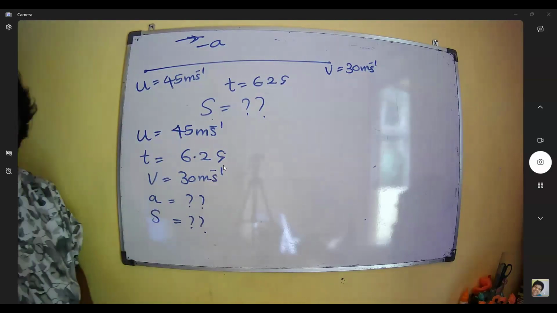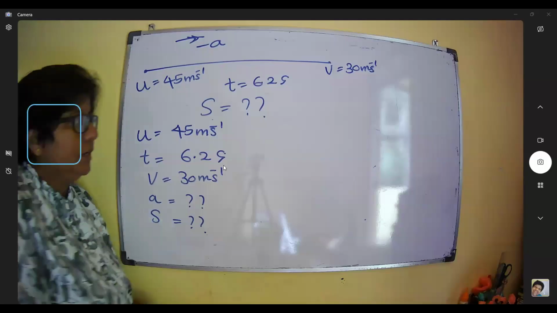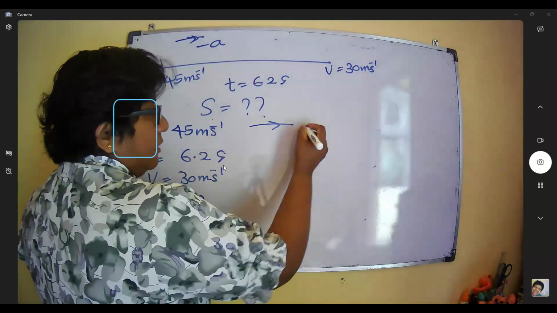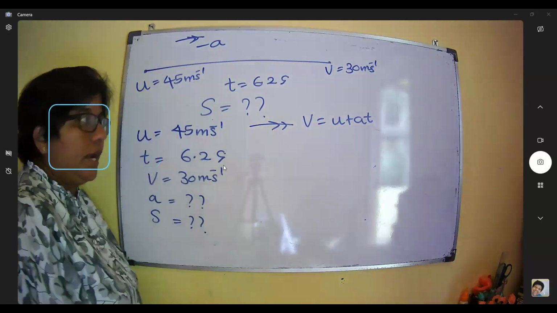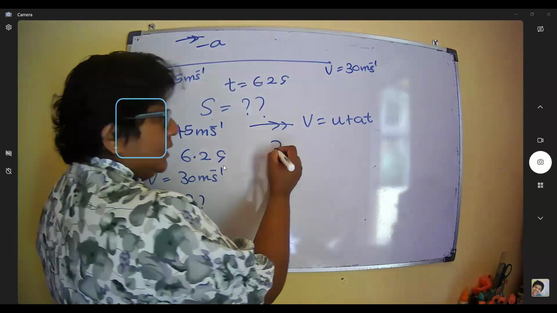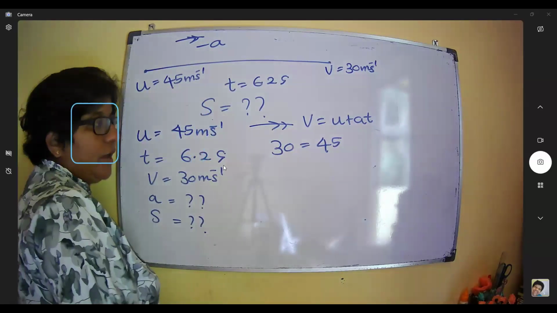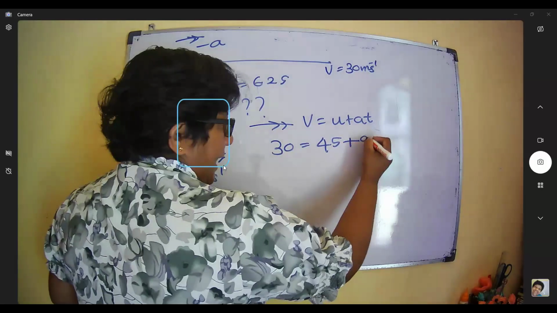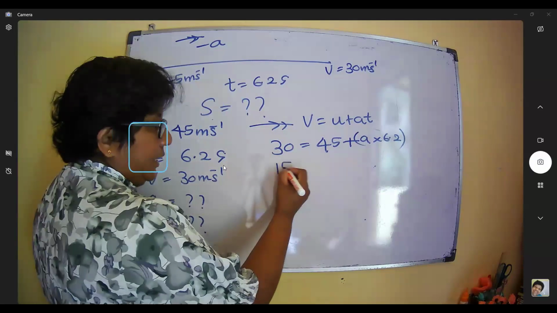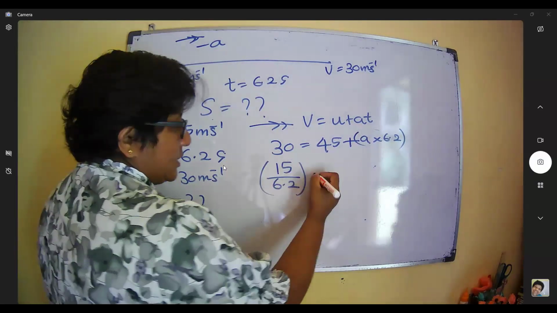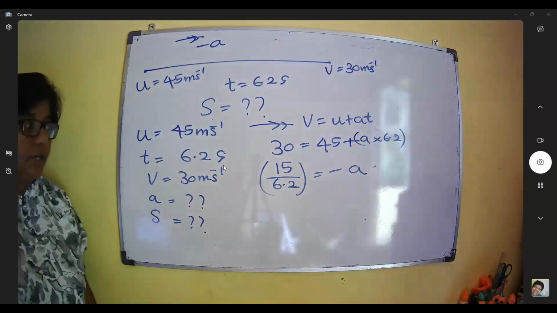Then we can use two equations. And two simultaneous equations can be used, right? Then time is given, so I am putting the equation V equal U plus AT. What is the V? 30. What is the U? 45. But minus sign because it slows down. If you want, you can put plus A into 6.2. Then automatically A comes as minus, right? Then 15 divided by 6.2, but minus A is deceleration. But the acceleration is deceleration, right?